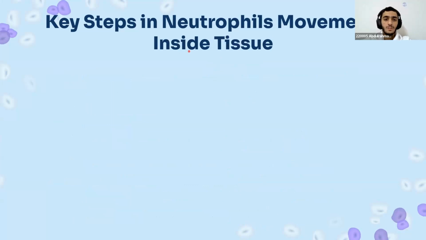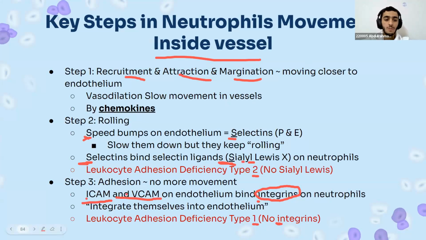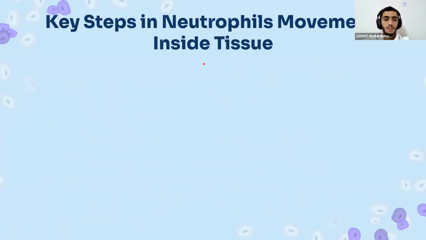Now for the next part, which is going to be inside the tissue. We said the first thing that happens inside the tissue, of course, we got the diapedesis here, but I didn't mention it. So step 4 is diapedesis, which is going to be done by the PECAMs. And then inside the tissue, you have the chemotaxis.